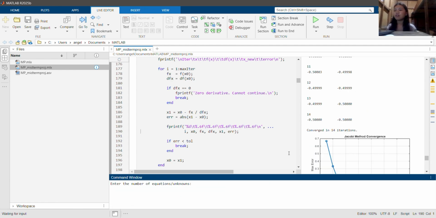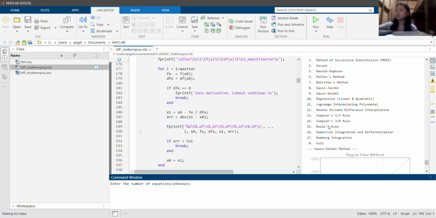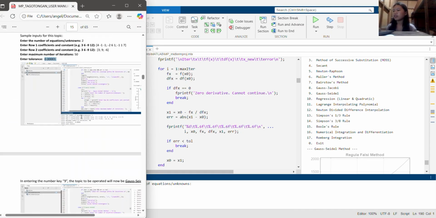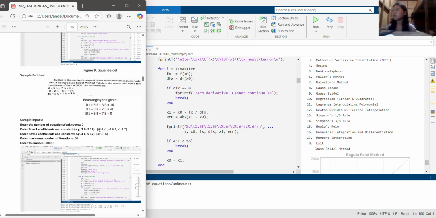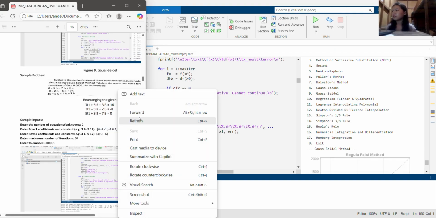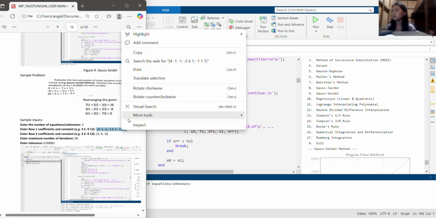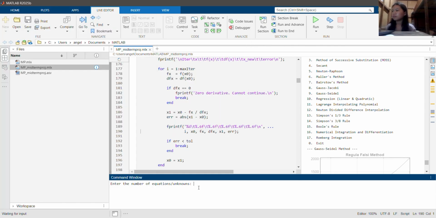Next is Gauss-Seidel, which is number 9. Again, we're going to enter our number of equations and unknowns, which is the same as before, number 2.